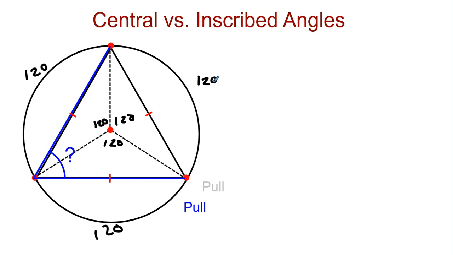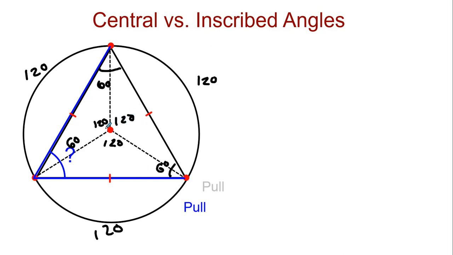So if this is 120 degrees, this one would have to be 60 degrees. And you could do the same thing for this angle up here, right? That would also be 60 degrees. And here you also have 60 degrees. So yeah, kind of cool. Central angles versus inscribed angles.